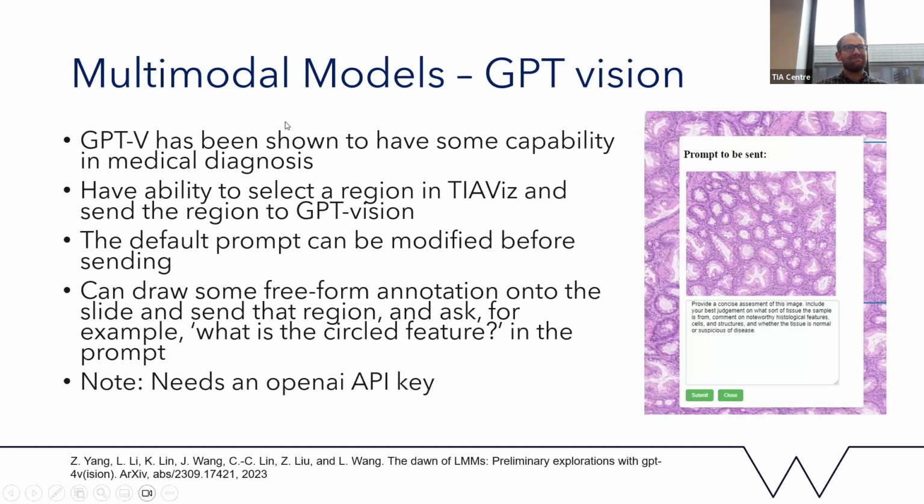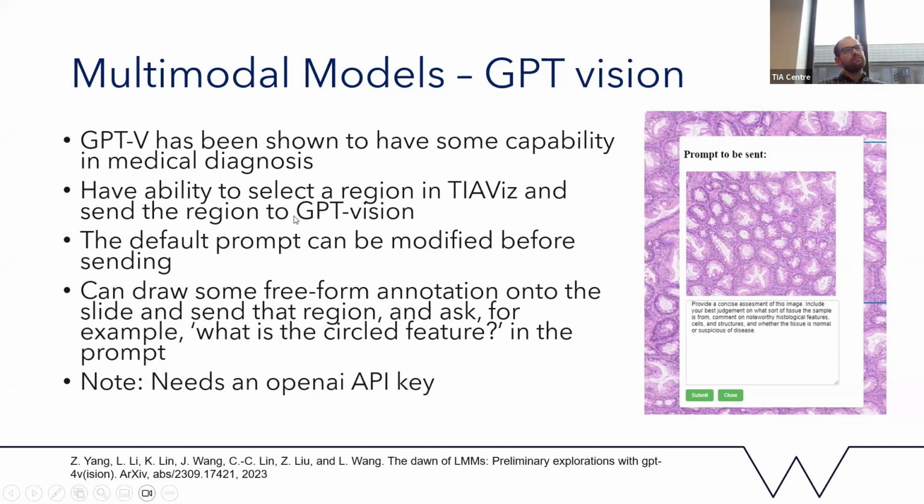So multimodal models are starting to appear. The obvious example of a generalist one is GPT Vision. You can send it an image together with a prompt and ask questions about the image. So you can actually do that in the tool as well. GPT Vision has been shown to have some capability in medical diagnosis in the paper that introduced GPT Vision.